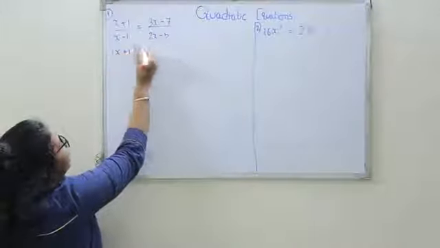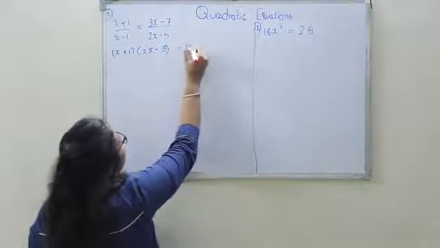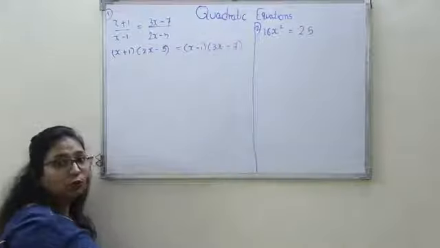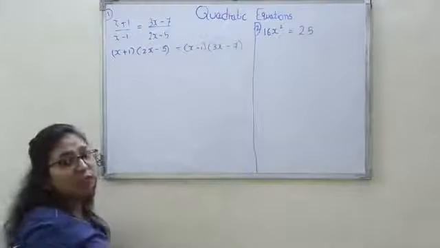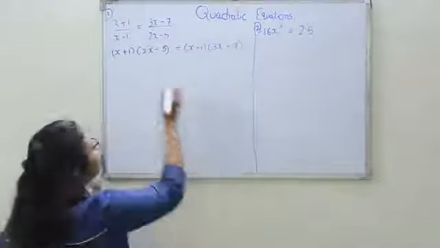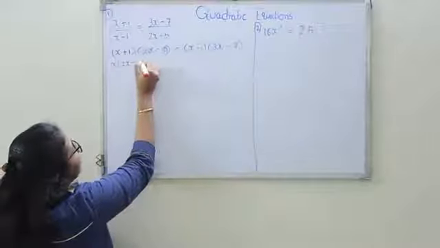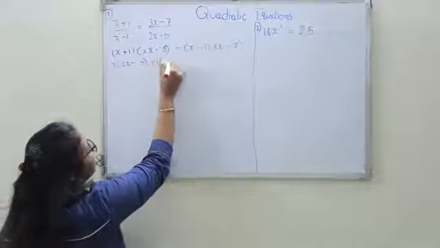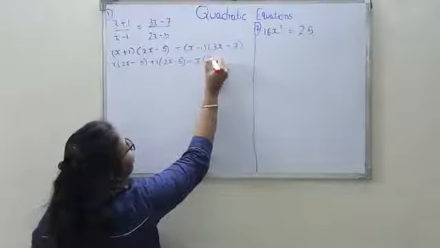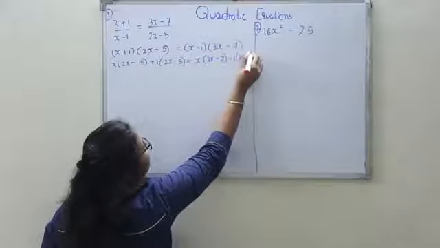So x plus 1 multiplied by 2x minus 5 is equal to x minus 1 multiplied by 3x minus 7. You know the rule: to multiply two brackets, every term of the first bracket is multiplied by the whole second bracket. So let's frame it: x into 2x minus 5 plus 1 into 2x minus 5 is equal to, on this side, x into 3x minus 7 minus 1 into 3x minus 7.